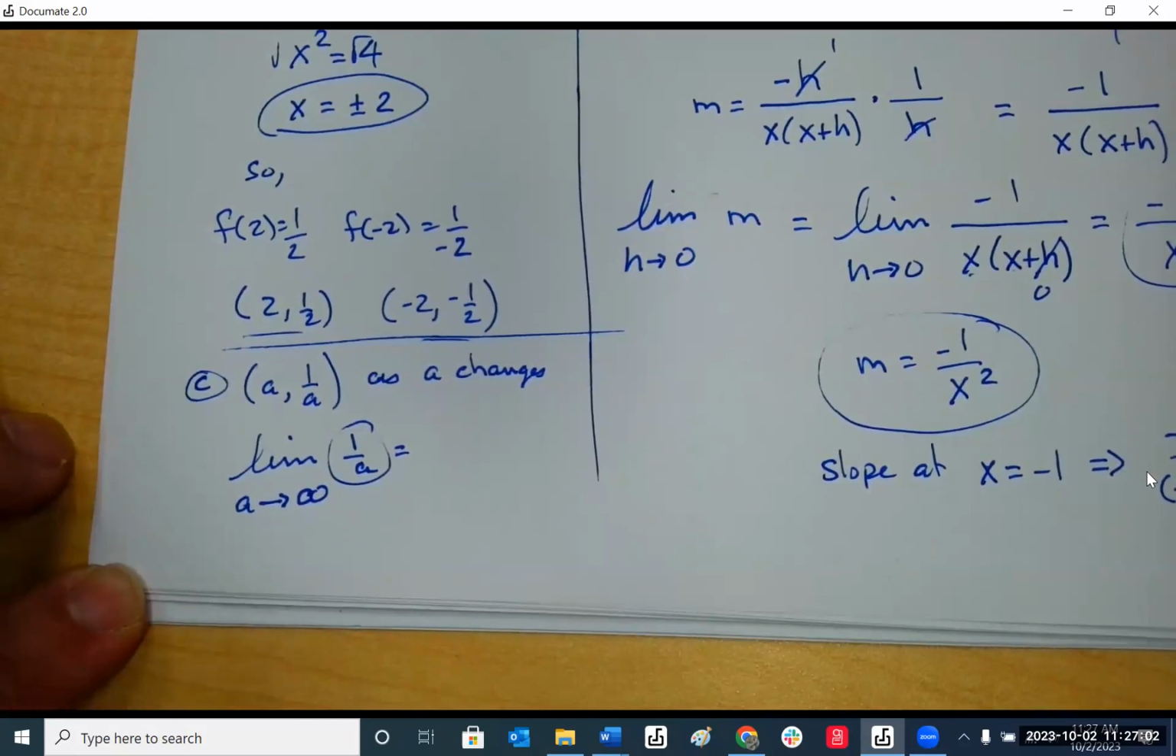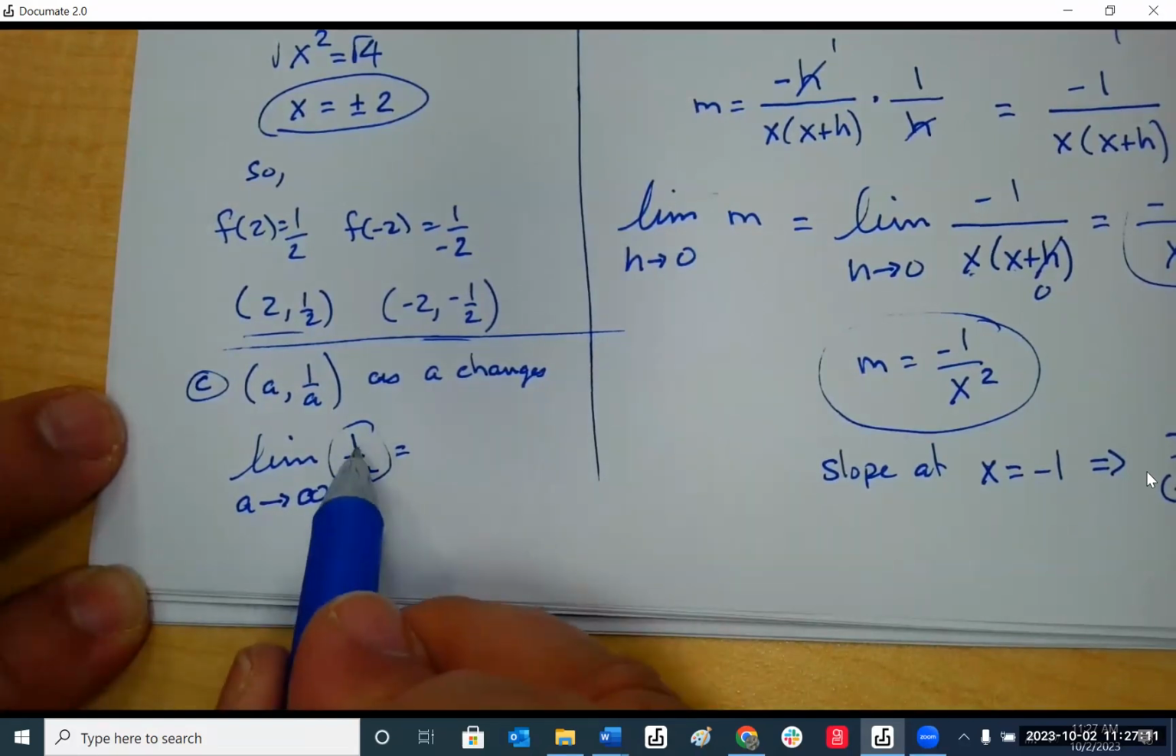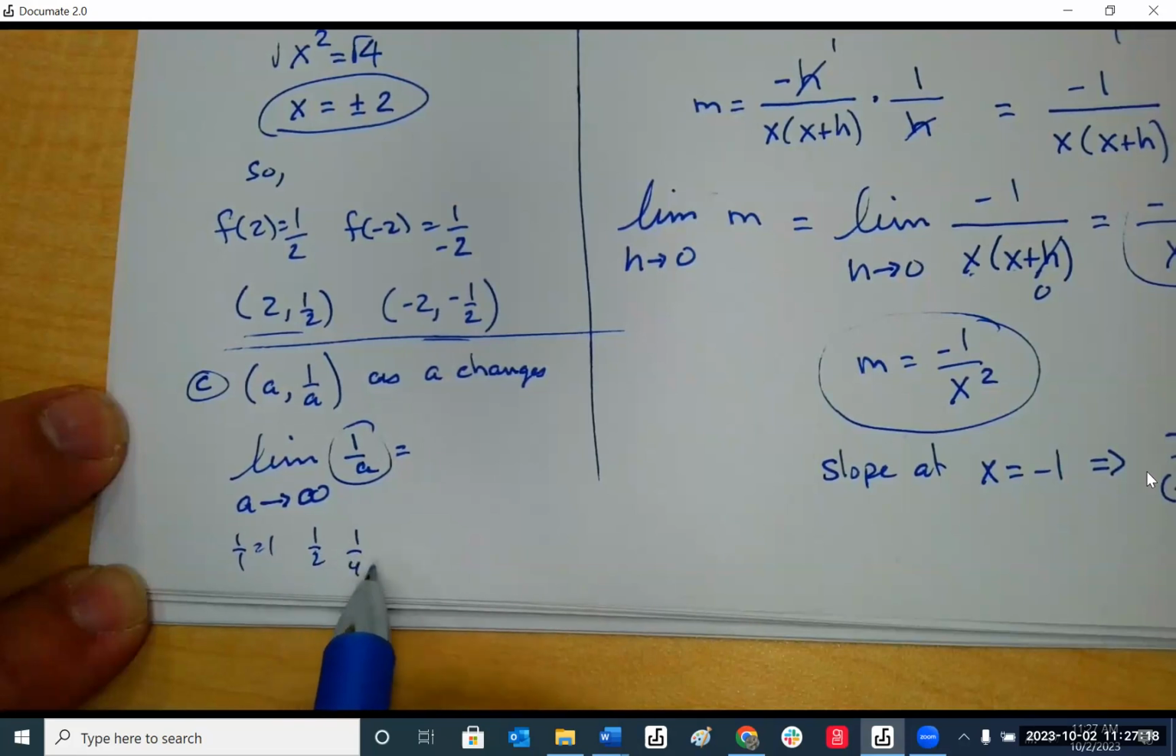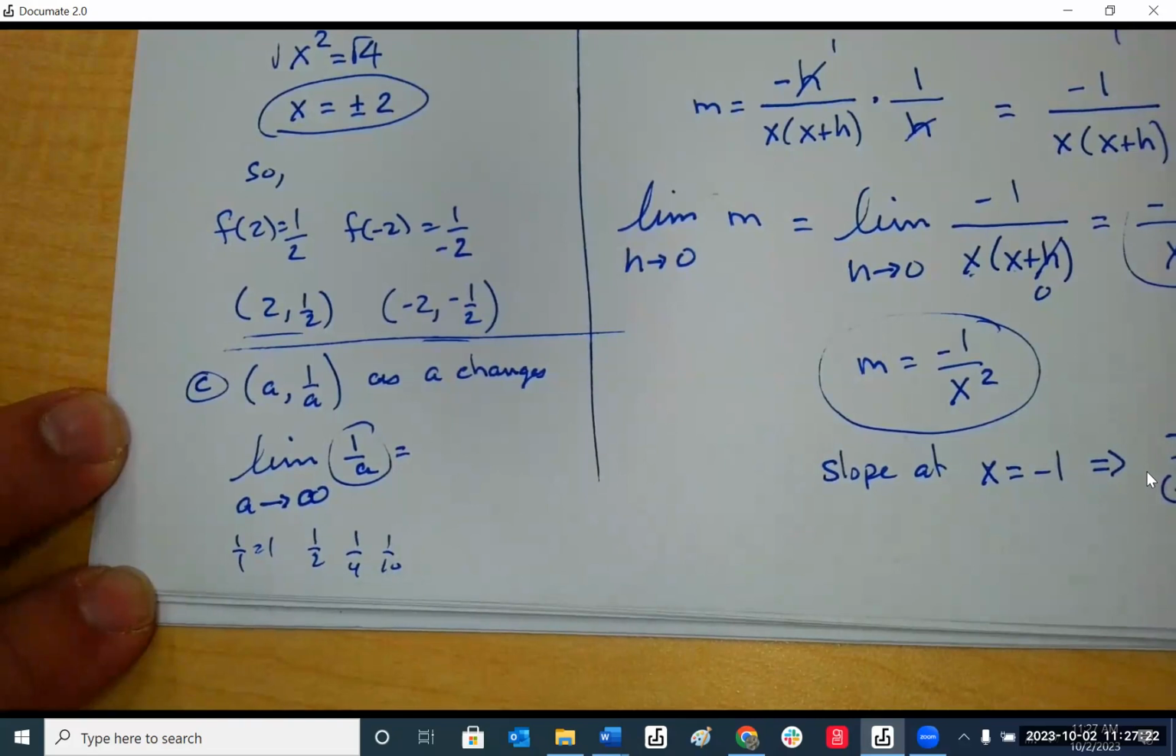No, no, we're not stretching. We're looking for a value. What number is it approaching? Look at the numbers. When a is 1, 1/1 equals 1. When a is 2, 1/2. When a is 4, 1/4. When a is 10, what's happening to the numbers? And if you keep on going to infinity, what do they approach? 0. This number goes to 0.